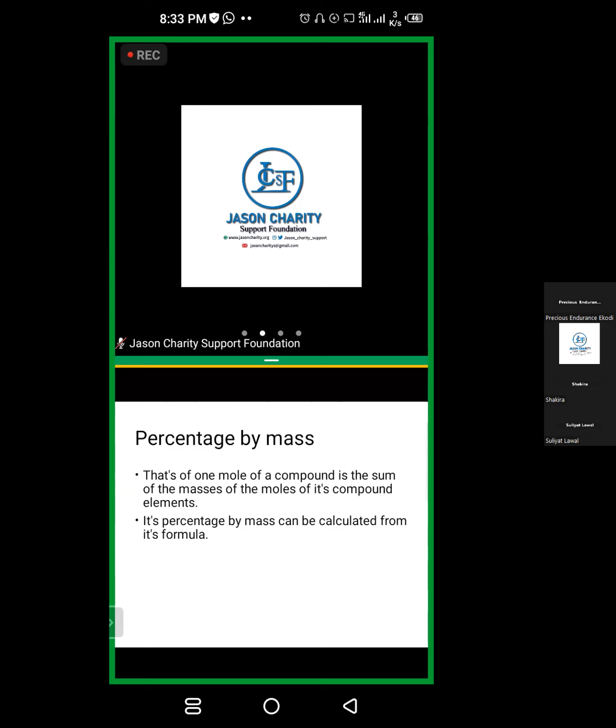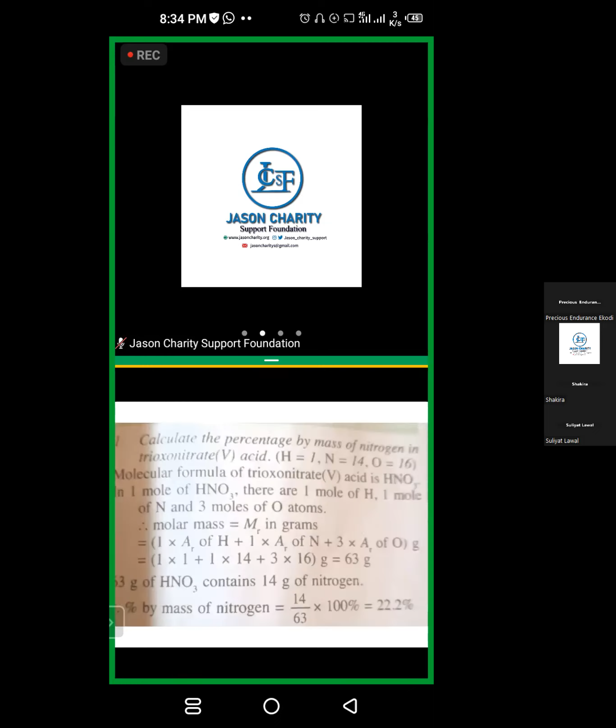Now, you calculate the percentage by mass of elements in a compound. By the time you calculate this, it helps you determine what the percentage of this element in this compound is. Let's see how we calculate it, because we actually have a formula for it. See the example here. We want to calculate the percentage by mass of nitrogen in trioxonitrate(V) acid, which is HNO3.